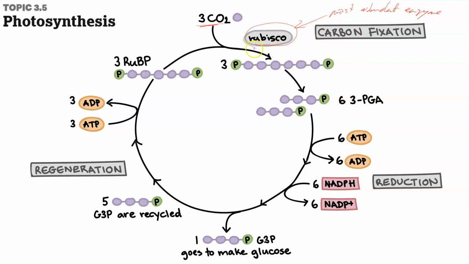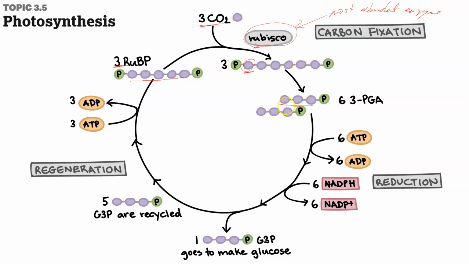What this enzyme aids in is attaching the carbons from carbon dioxide onto these molecules. It attaches onto ribulose bisphosphate, which is over here, a 5-carbon molecule. There are 3 of them, 3 5-carbon molecules, and then it attaches these 3 carbons from CO2 onto the end here. So we have 3 added to the end.